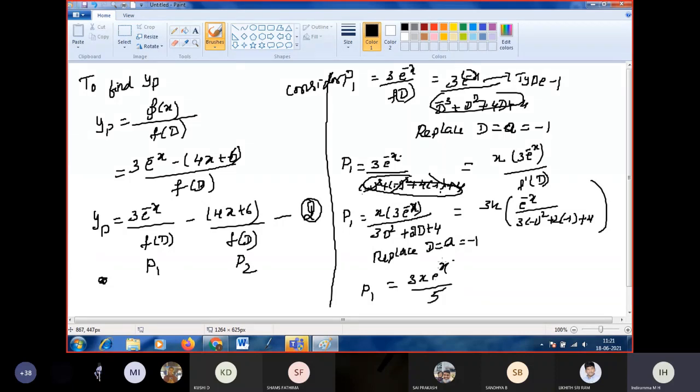Is P1 clear? Yes, ma'am. So next we have to go for P2, correct? If you are clear, then I will go to the next page. Shall I move to the next page to find P2? Yes, ma'am. Otherwise, if you have doubts, you can ask here itself. I will make you understand. Then I will go for P2. Are all of you clear in finding P1?